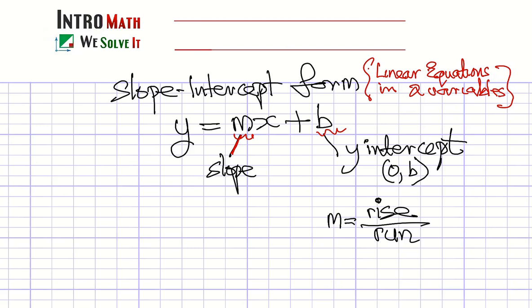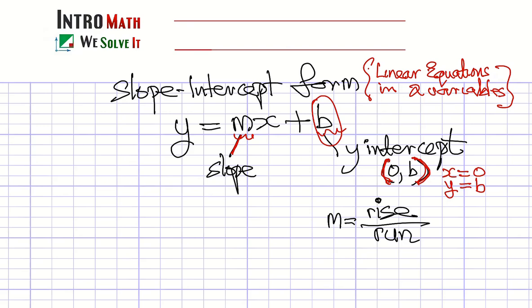The y-intercept is where x equals 0. So this b is at the point where x equals 0 and y equals b. That's all that means. So you need to keep that in mind. It just means x equals 0 and y equals b. Just keep that in mind.